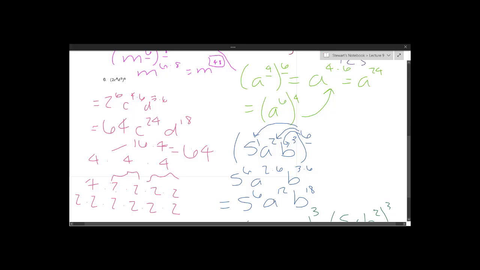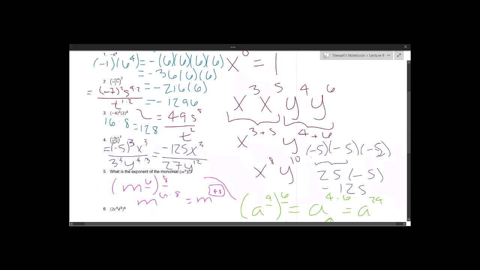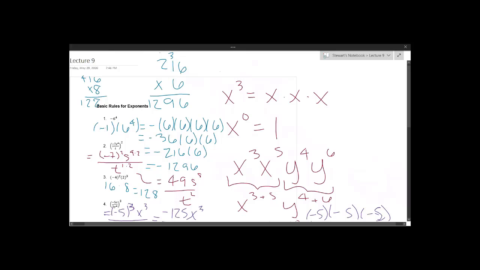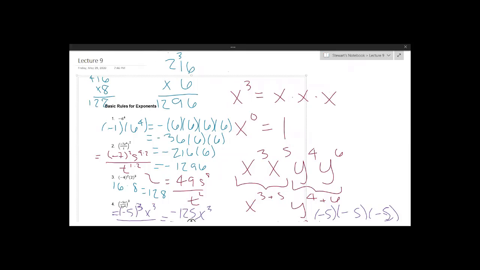And that concludes our lecture here, basic exponent rules. I'm sure there'll be more to come in the future, more advanced ones, but for now, these are the basic ones. I hope this helped, and I will talk to you next time.